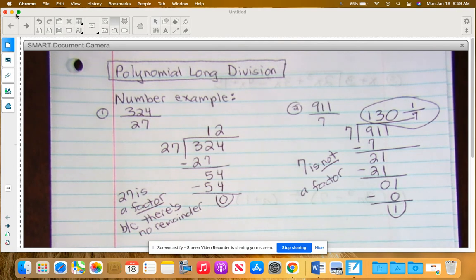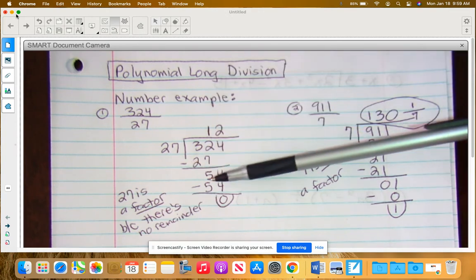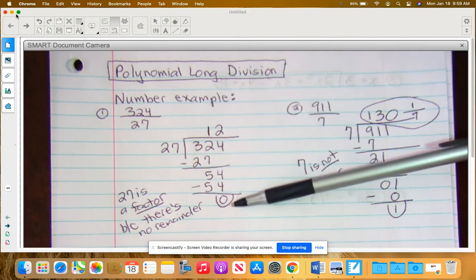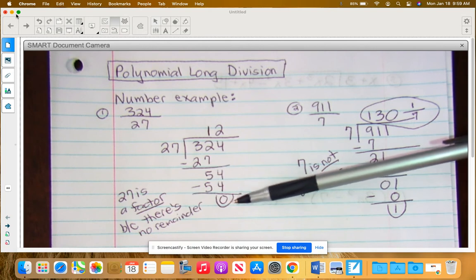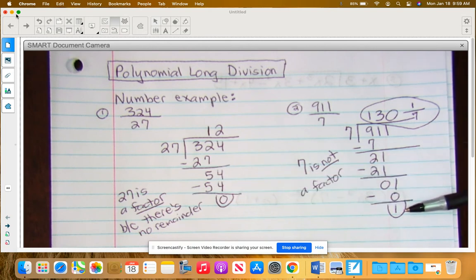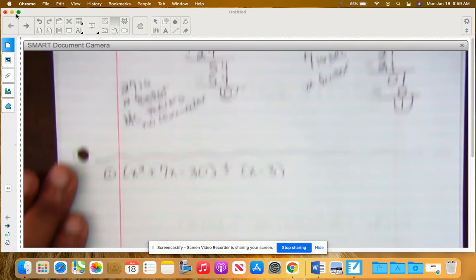So this was a recap of doing long division with just numbers. Hopefully it came back to you. Take whatever's on the outside, see how many times it goes into the inside, and then it's repetition of multiply, subtract. Sometimes it'll be a factor if you get 0, and then other times it will not be a factor. Now let's get into some actual polynomials and bring this back into Math 3 world.